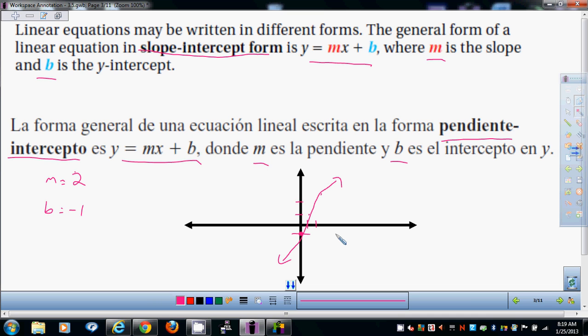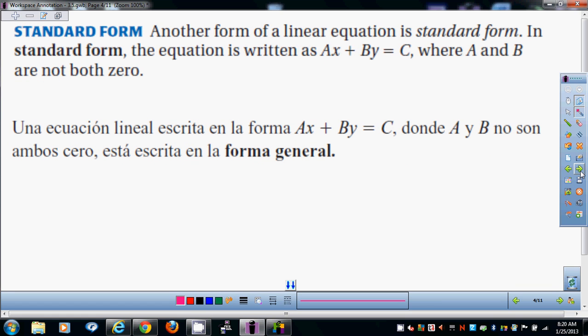That's how you use slope-intercept form. It gives you the slope, gives you the intercept, you just graph them. Questions on those? We're going to look at that some more, but I just wanted you to know what it was. All right, standard form: Ax + By = C. It's really all you need to write down there.